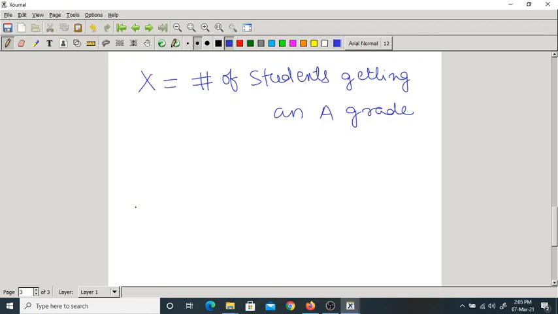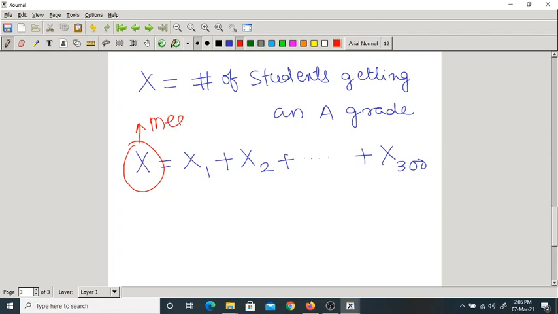How to get x? Now x is simply the sum of all those random variables. In the question they have asked what is the mean of this x. Now how come x will be equal to the sum of all these? Why? Because suppose the first student got A grade, x1 will be equal to how much? 1. The second student also got A grade, x2 will be 1. If the third student got A grade, x3 is also equal to 1.